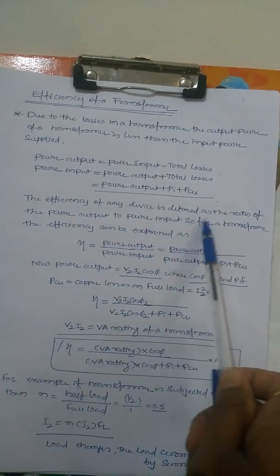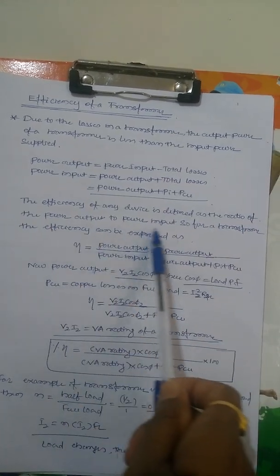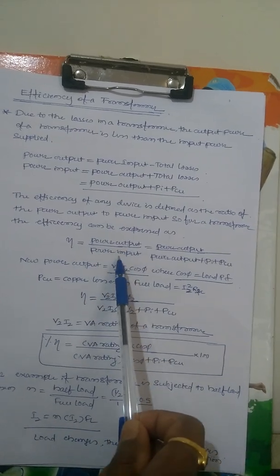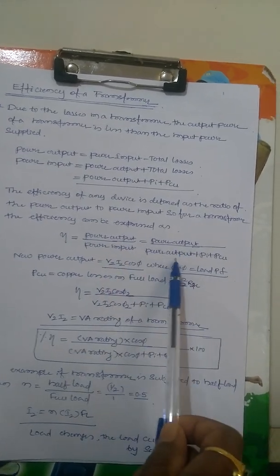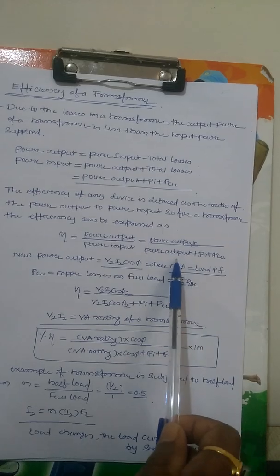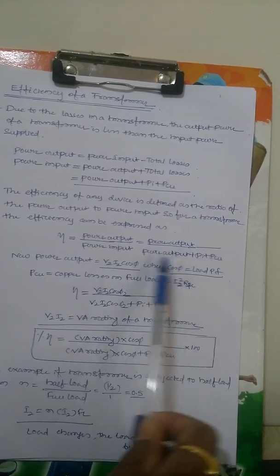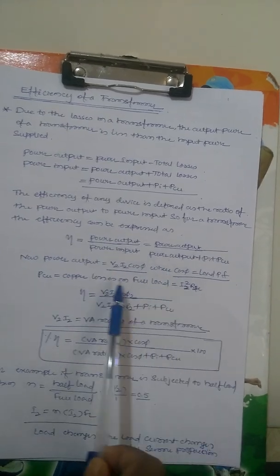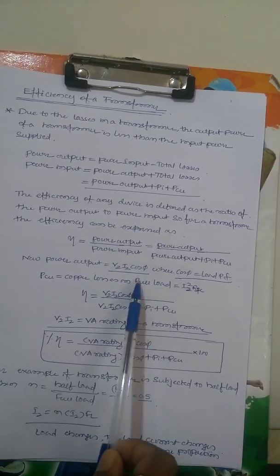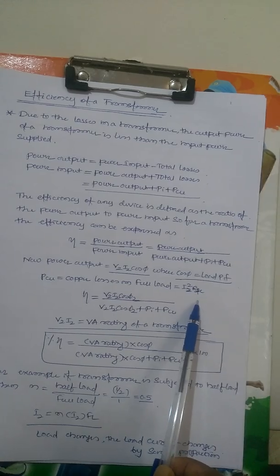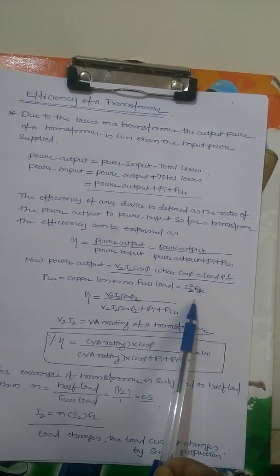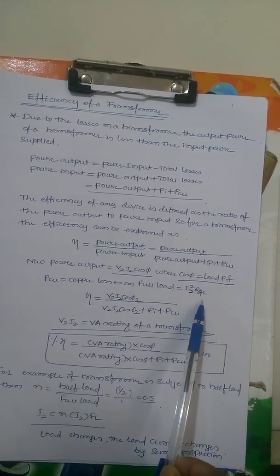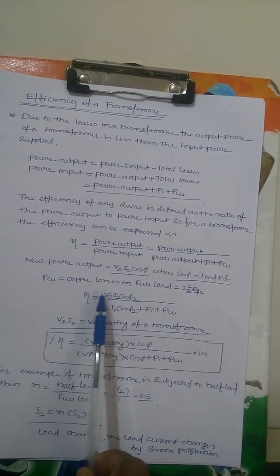The efficiency of any device is defined as the ratio of power output to the power input. So for transformer, efficiency can be expressed as power output by power input. What is input? Output plus two losses, output plus iron loss and copper loss. Here the copper loss equals full load loss. Why the full load? The current is operating in the secondary side, that is the full load, that is I2 square R2E, the equivalent secondary resistance. I2 square into R2E.